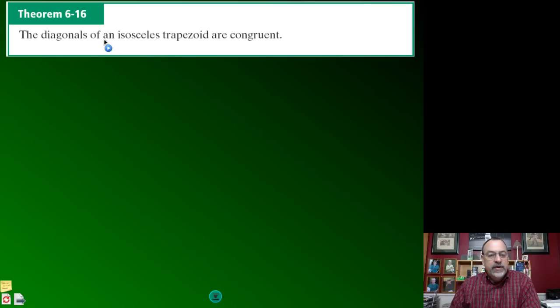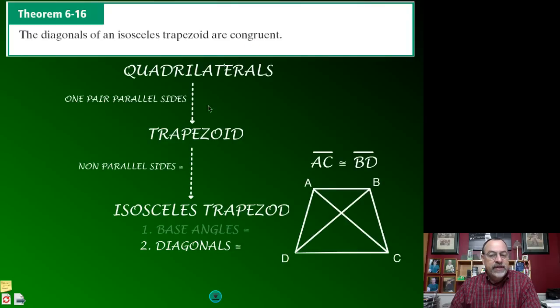The second thing we know, and again, this is specific only to an isosceles trapezoid, is that the diagonals, like a rectangle, are equal in length. So the diagonals are equal in length, which is an additional characteristic of, again, an isosceles trapezoid, but only an isosceles trapezoid.